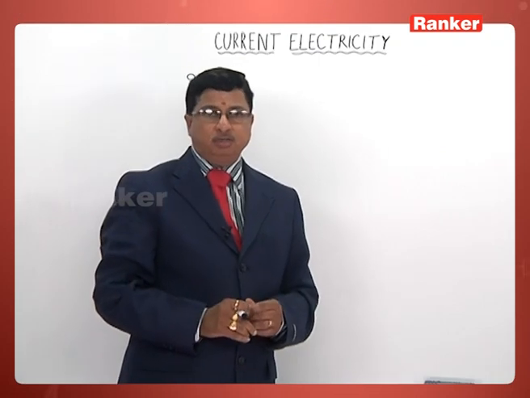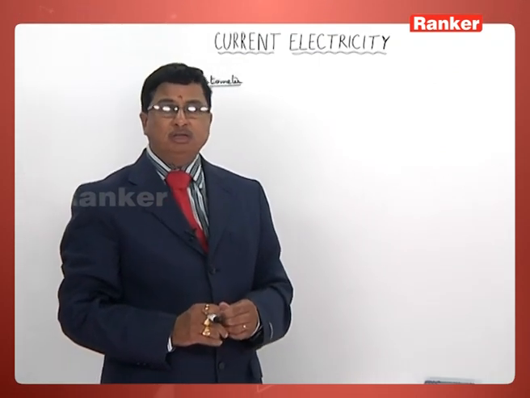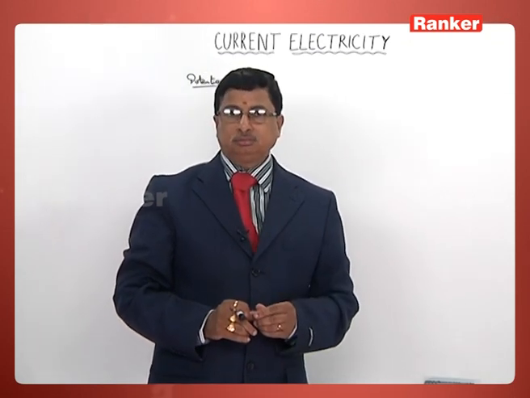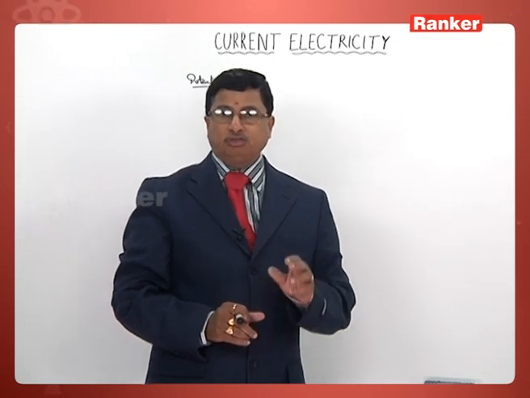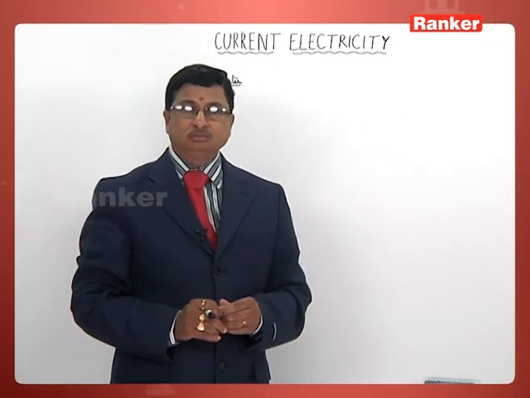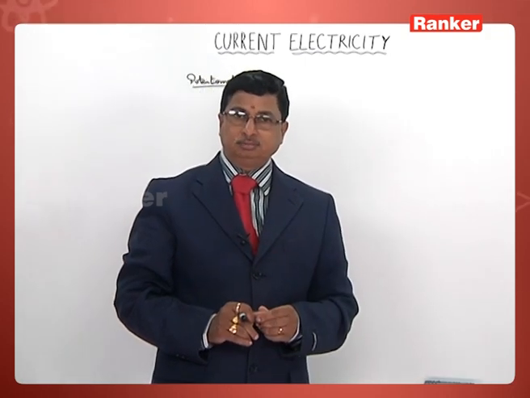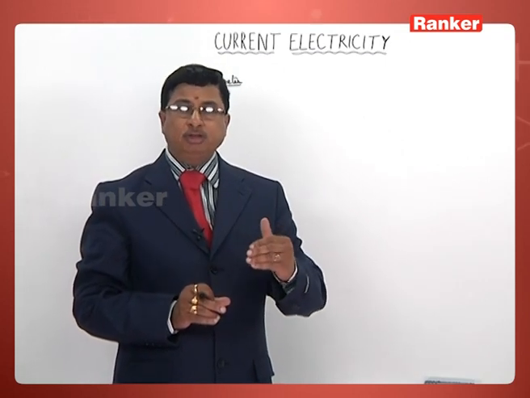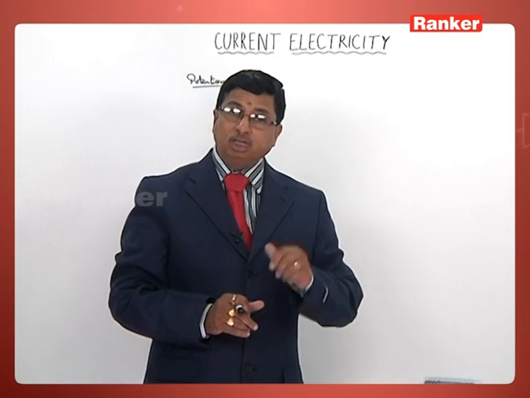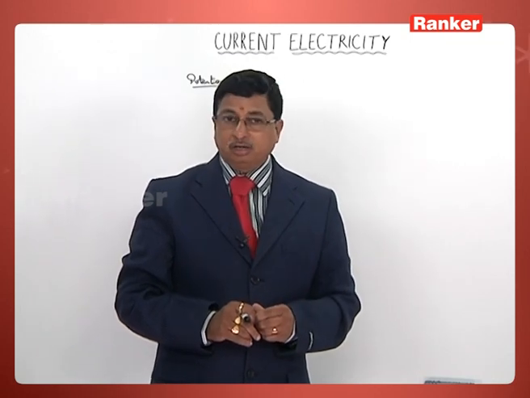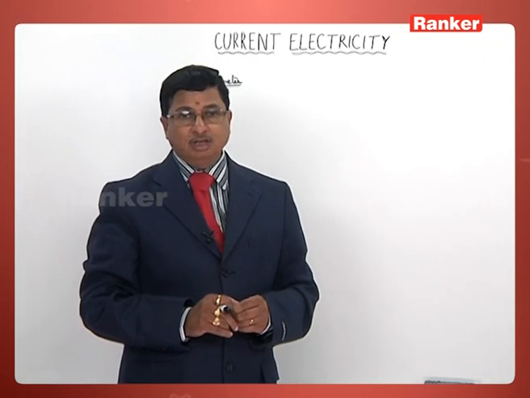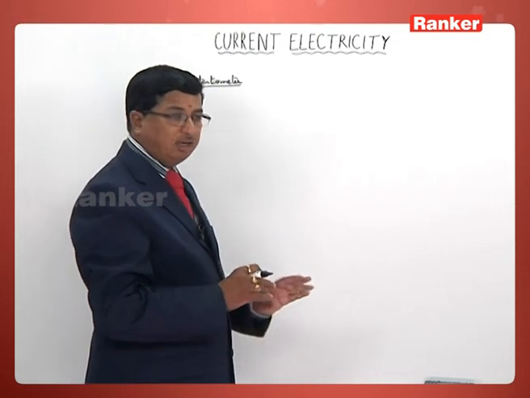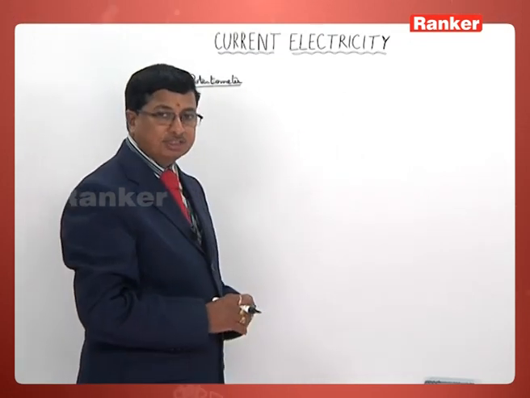In the same chapter, we have one more instrument by the name potentiometer. What is its use? First and foremost, it is used in measuring the EMF of a cell. It is used to compare the EMFs of two given cells. It is even used to determine the internal resistance of a given cell. So there are three different areas you have to concentrate on as far as this potentiometer is concerned.